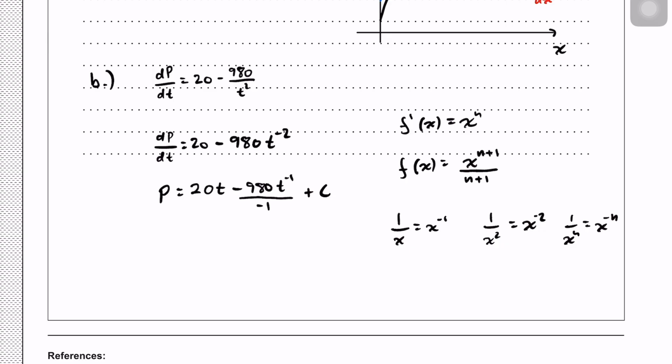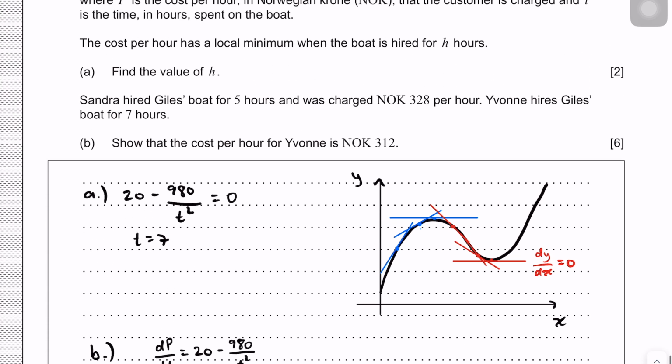Let's clean this up a little. P is equal to 20t. Negative divided by a negative, this would turn into positive 980t to the negative 1 plus c. We don't really want this constant right here, so let's try to find out what it is. That's where this comes in right here. We know a point on our original function. We know when t is equal to 5, p equals 328.